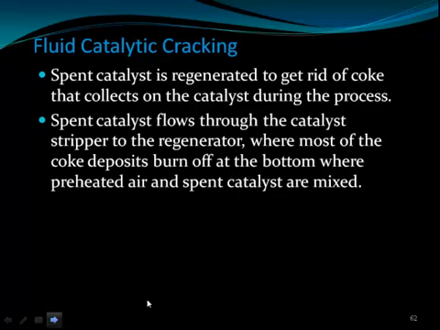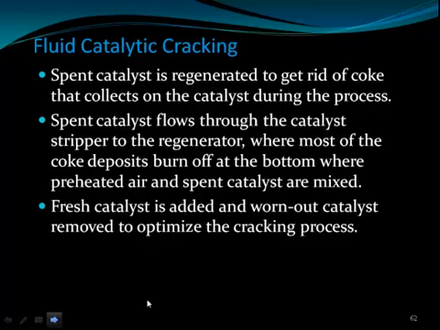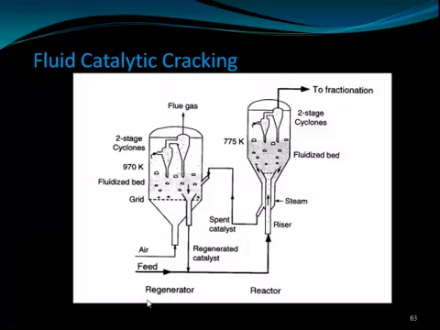Spent catalyst is regenerated to get rid of coke that collects on the catalyst during the process. Spent catalyst flows through the catalyst stripper to the regenerator, where most of the coke deposits burn off at the bottom, where preheated air and spent catalyst are mixed. Fresh catalyst is added and worn out catalyst removed to optimize the cracking process.